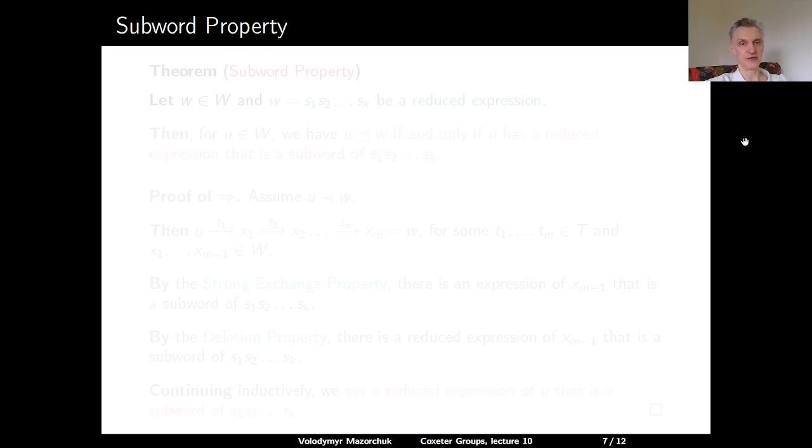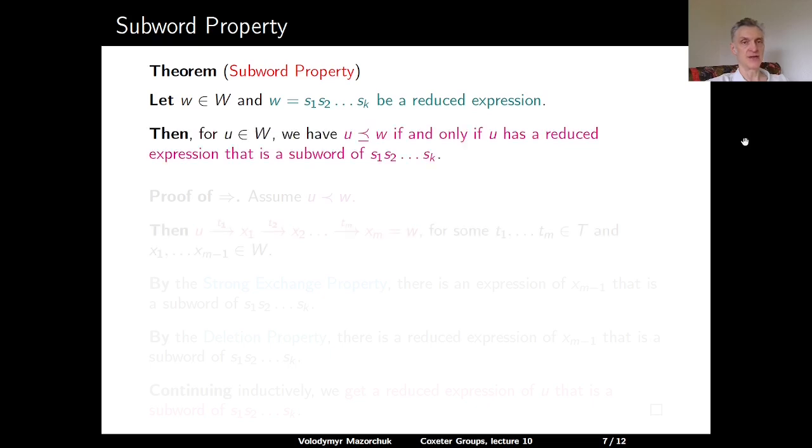Now we can formulate the main result for today, that's the subword property, so theorem. Let w be an element in W, and let's take a reduced expression for w, s_1, s_2, and so on up to s_k. Then, for an element u in W, we have that u is Bruhat less than or equal to w if and only if u has a reduced expression that is a subword of s_1, s_2, and so on up to s_k. Let's prove the implication from left to right.